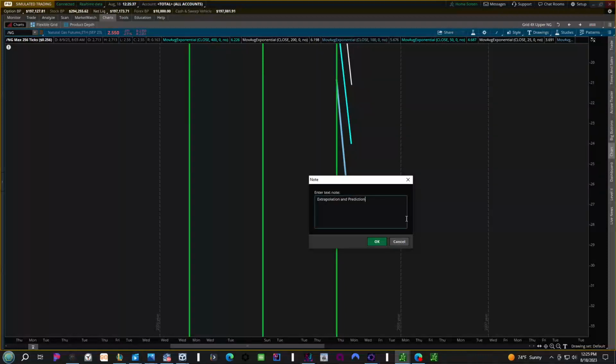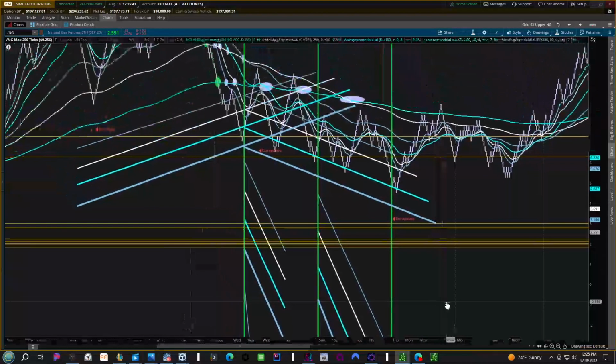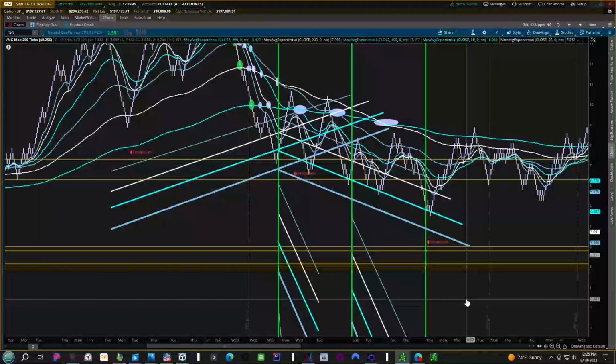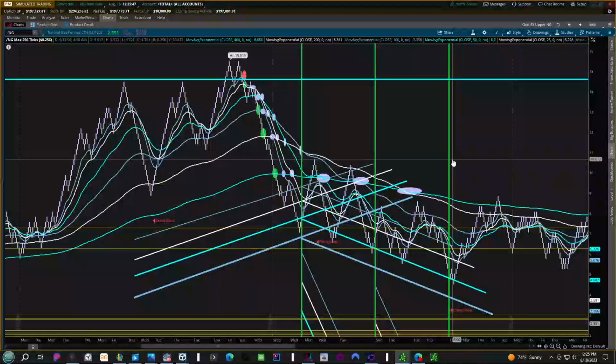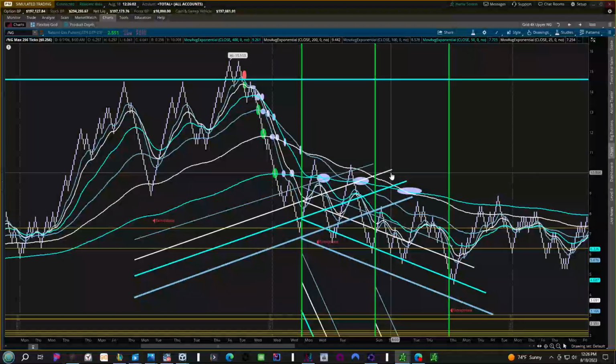Then we come into March, and March was extremely good to us. We only had 2 fractals in March. Now, can anyone tell me why this point right here is not a fractal? Why is that not a fractal down? Right. It needs a higher low here in front of it. It only has 1. And remember, it has to have 2 on both sides. So that is not a fractal down.